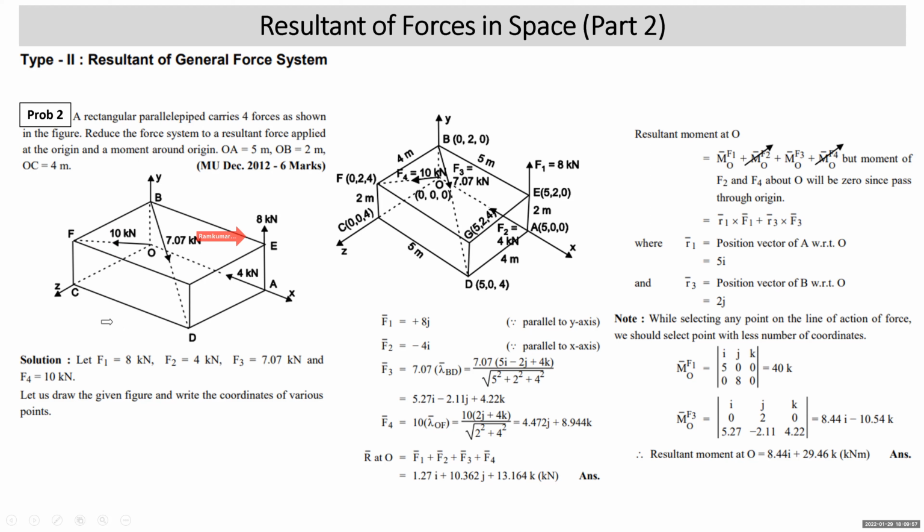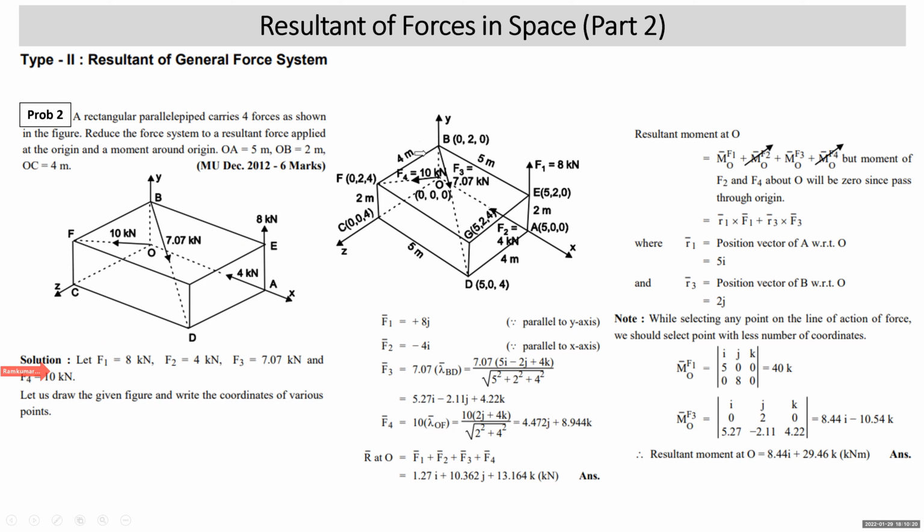How am I naming the forces? The 8 kilonewton force is called F1, the 4 kilonewton force is called F2, 7.07 is called F3, and the 10 kilonewton force is called F4. It is necessary to name the forces because only then can you take them into the working. Now the diagram has been drawn, the same diagram.